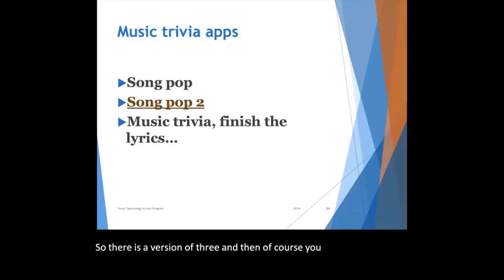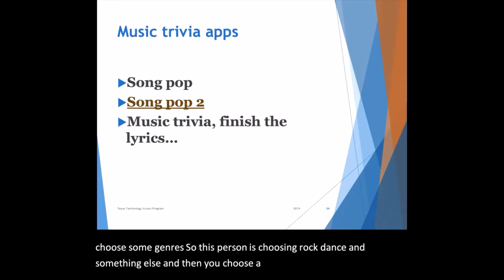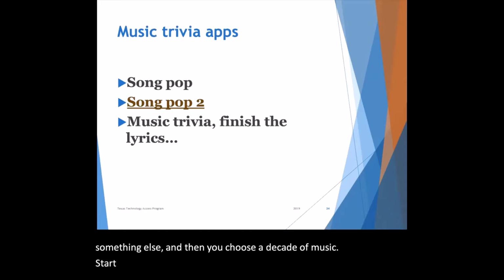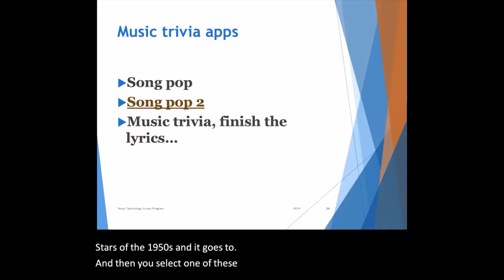So you choose some genres. This person's choosing rock, dance, and something else. And then you choose a decade of music. It starts with the 1950s and it goes to 2010. And then you select one of these. You pick one to start your game.